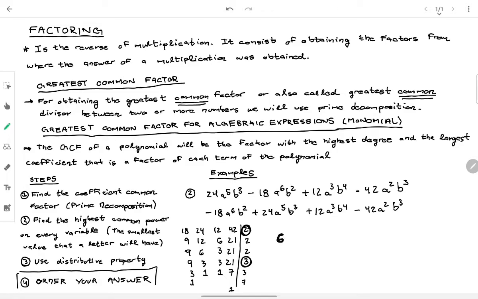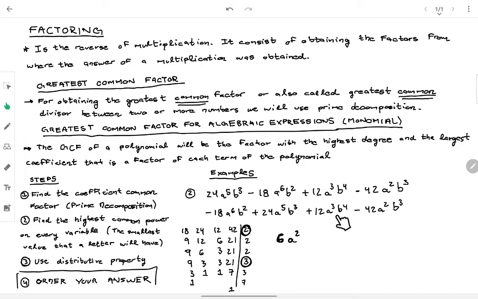Then, when having 6 as a common factor, we will need to look for letters and powers. So we have a to the 6, a to the 5, a to the 3, and a squared. In this case, a squared, the smallest one, will be in every one of the other ones, because a cubed is a squared multiplied by a. A to the 5 is a squared multiplied by a cubed. A to the 6 is a to the 4th multiplied by a squared. So that's what I was telling you. It will be the smallest number on the powers. It's the one that we are going to put.